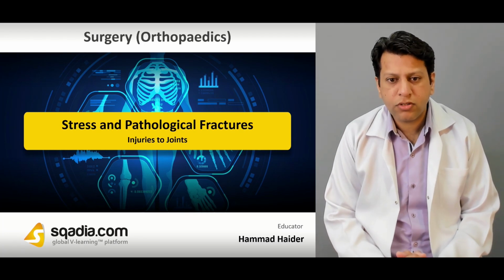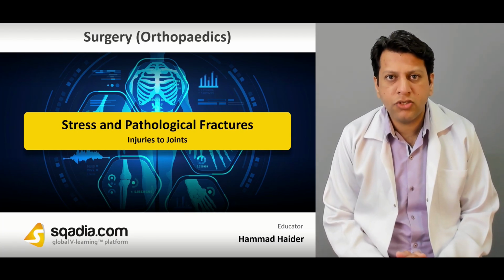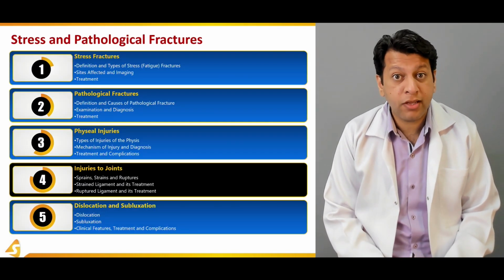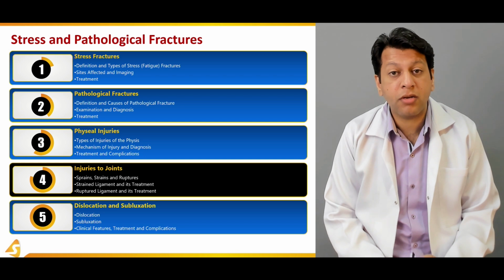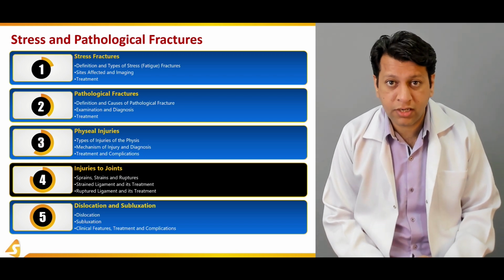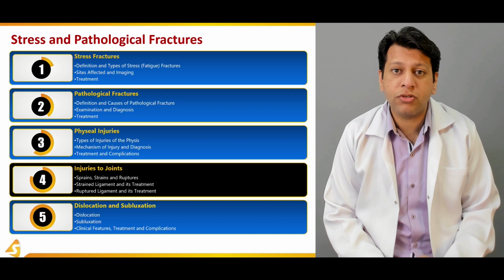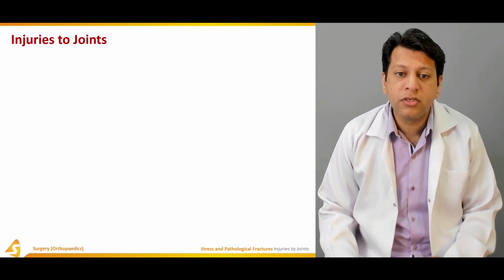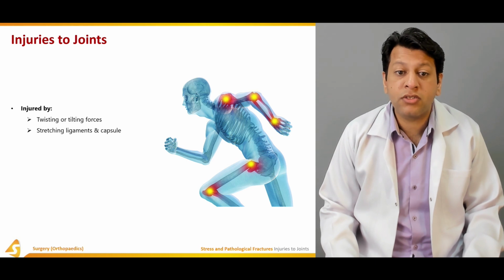Now, moving on to our fourth section, we will be discussing injuries to the joint. In this section, we'll be discussing what sprains, strains, and ruptures of the ligaments are, which are actually attached to the joint, and how this causes instability, especially during joint movement. Injuries to the joint can occur through multiple mechanisms.